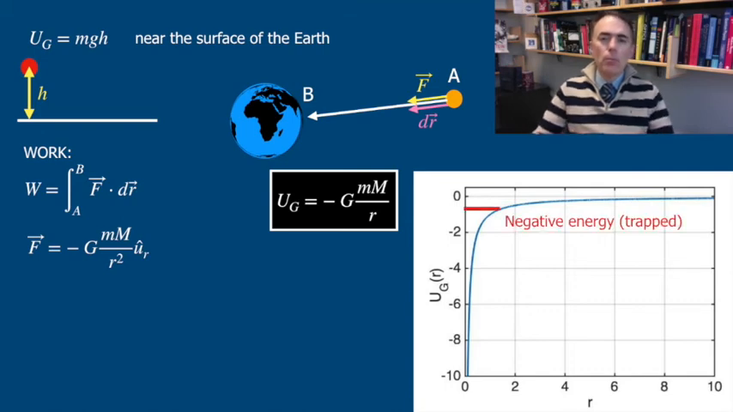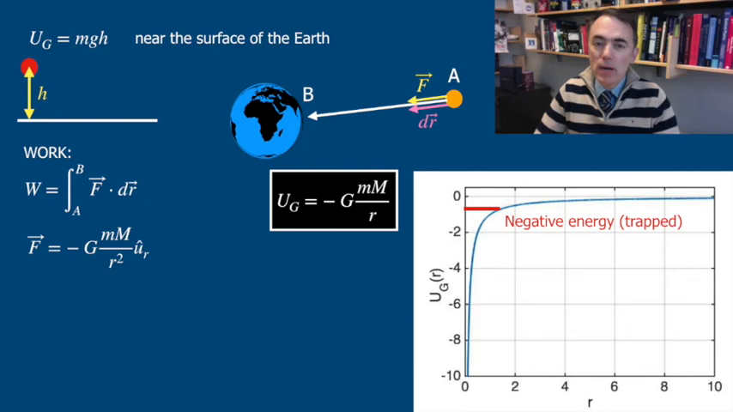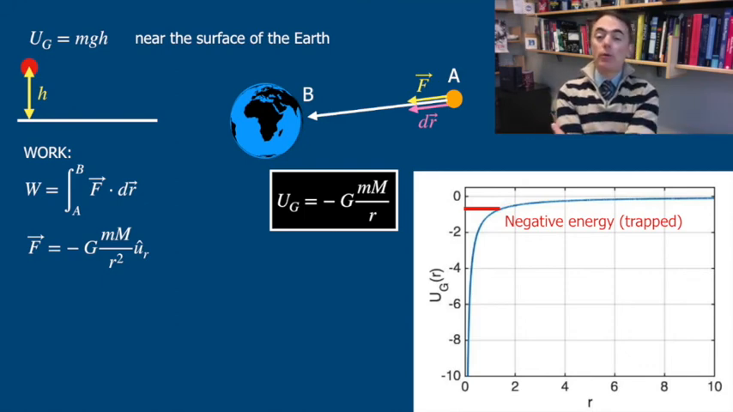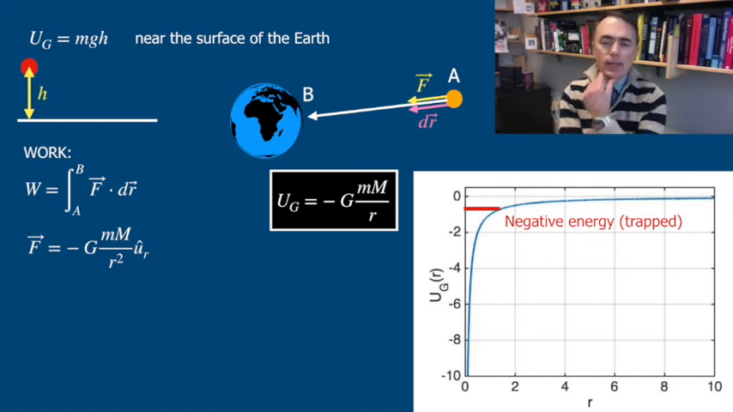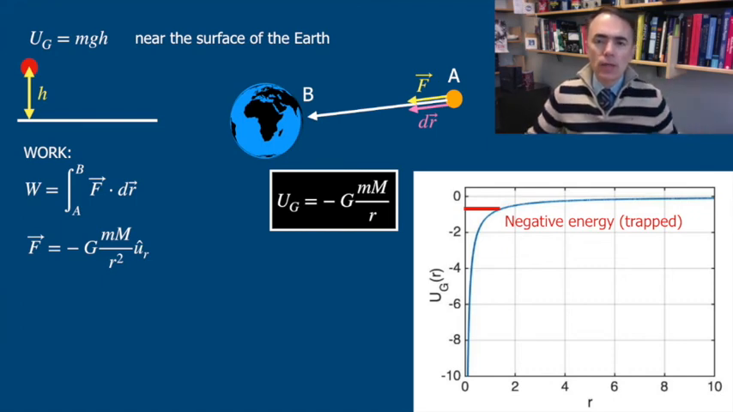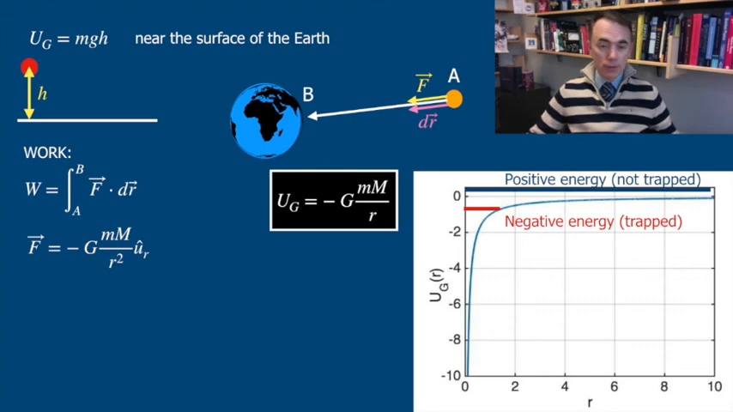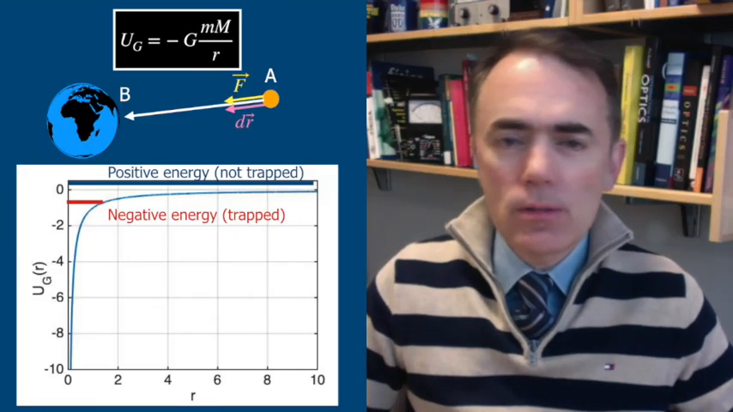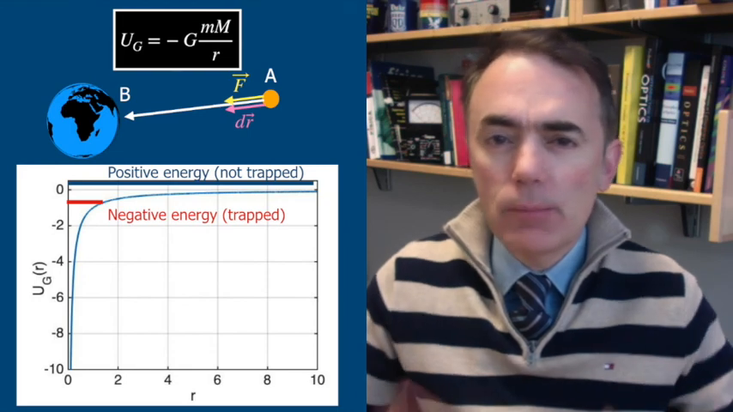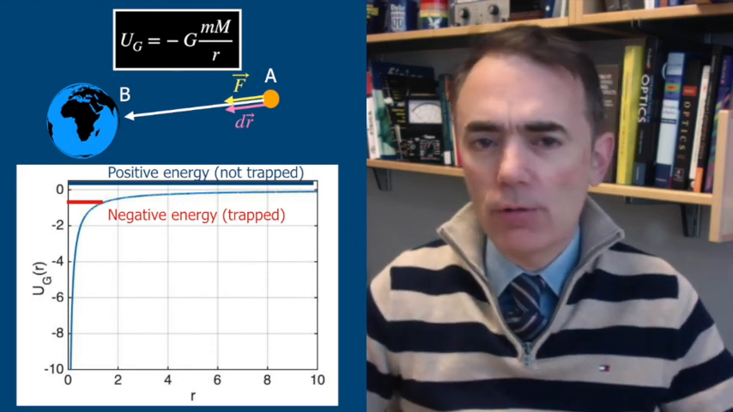This means that particles can be bound to the gravitational field, just like you and me are trapped by the Earth. But there can be objects that can escape, objects that are unbound if they have positive total energy. In the next lesson, we will study what is the minimum energy, minimum speed to escape from a gravitational field.